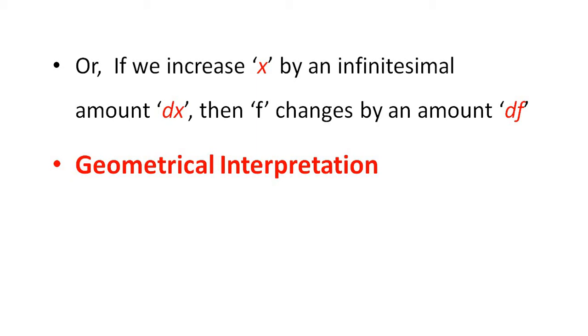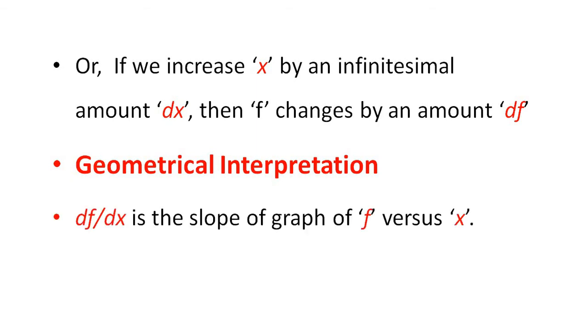Geometrical interpretation. That is, df by dx is the slope of the graph f versus x. Geometrically, df by dx is the slope of the graph of f versus x.